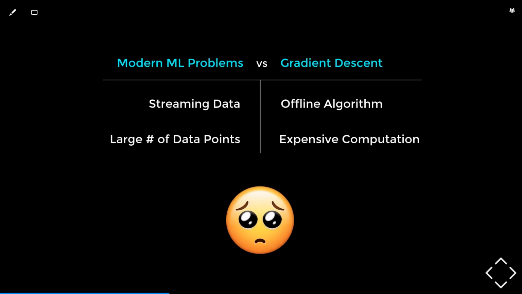Now, how does this algorithm fare against modern machine learning problems? Well, as it turns out, it doesn't fare too well. First, gradient descent is an offline algorithm.